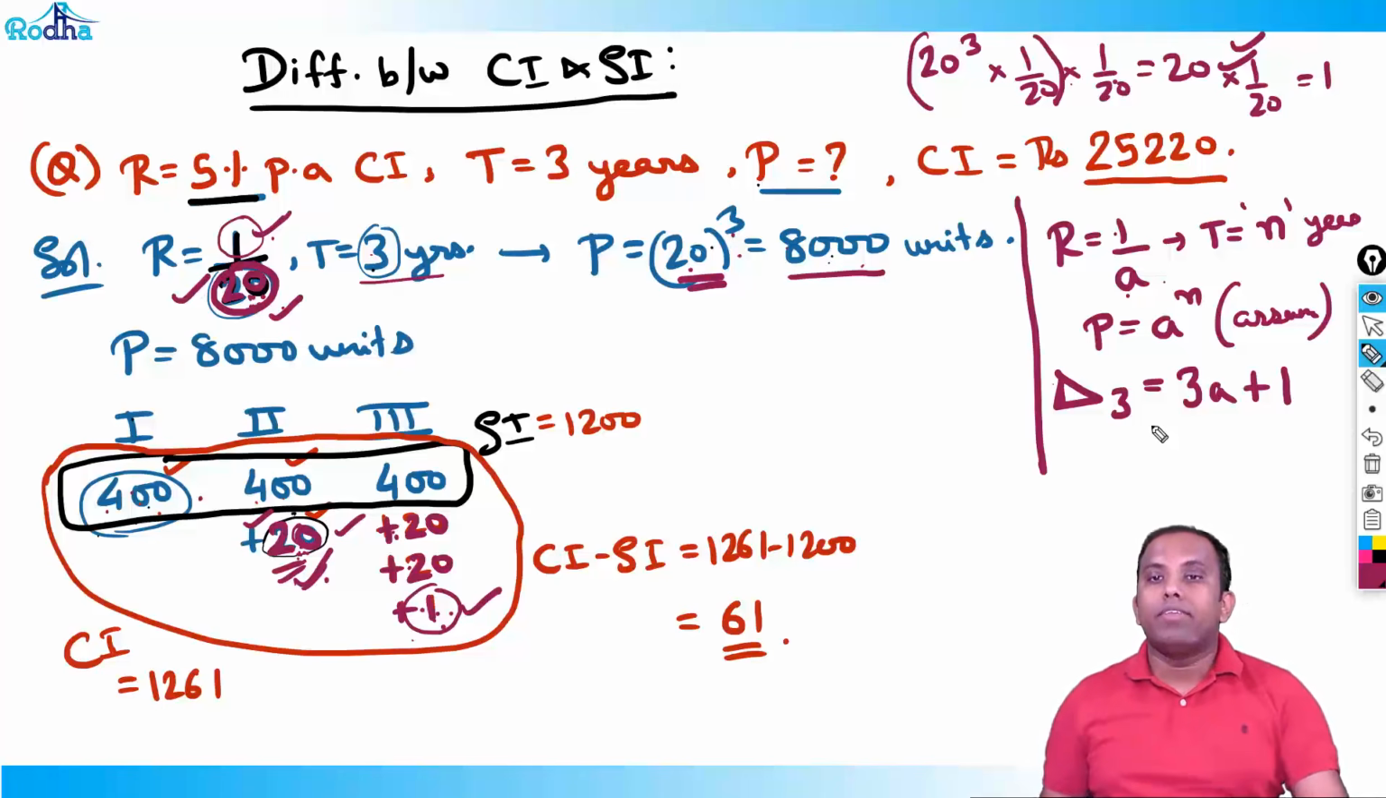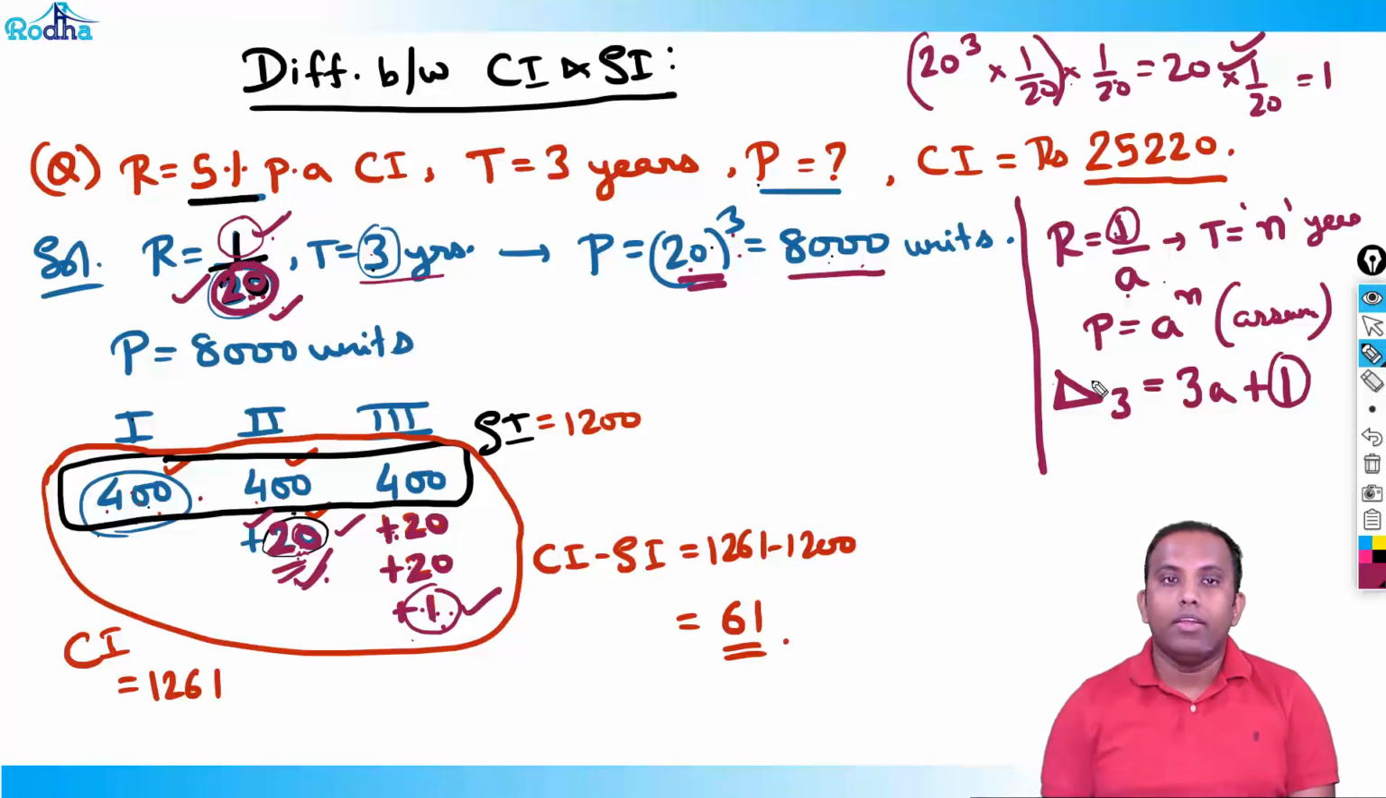If the rate percent is in 1 by A form, then only this, because this 1 and this 1 will have to be the same. Then del 3 is what? Del 3 is 3A plus 1. Right? I hope you got this here. Again, I'll explain this again in the next slide.